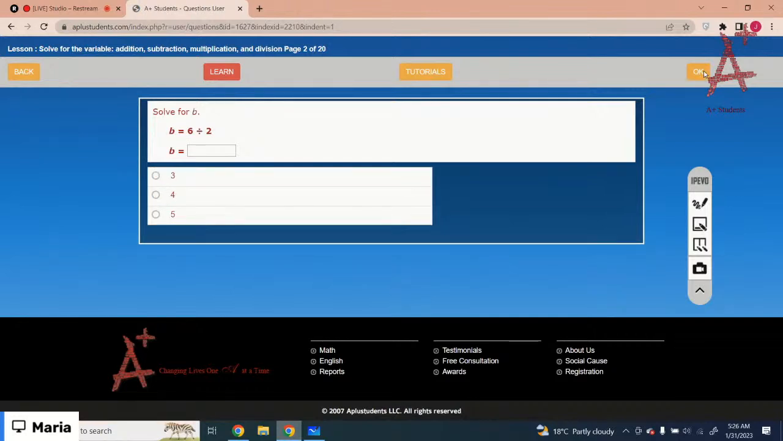Okay, the next one is b equals 6 divided by 2. So 2 times what number is 6? 2 times 3 is 6. Got it? So the answer for the next one is 3.